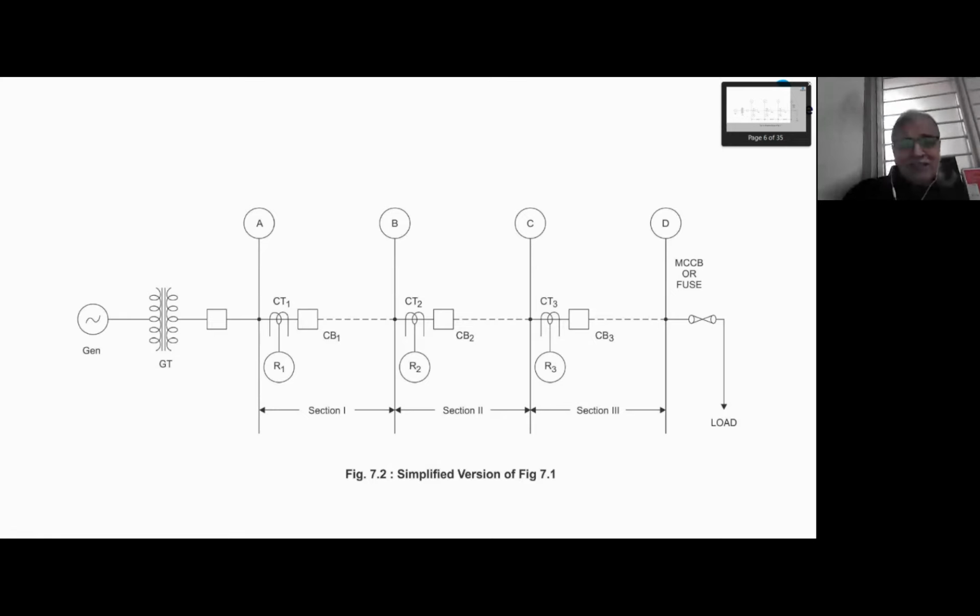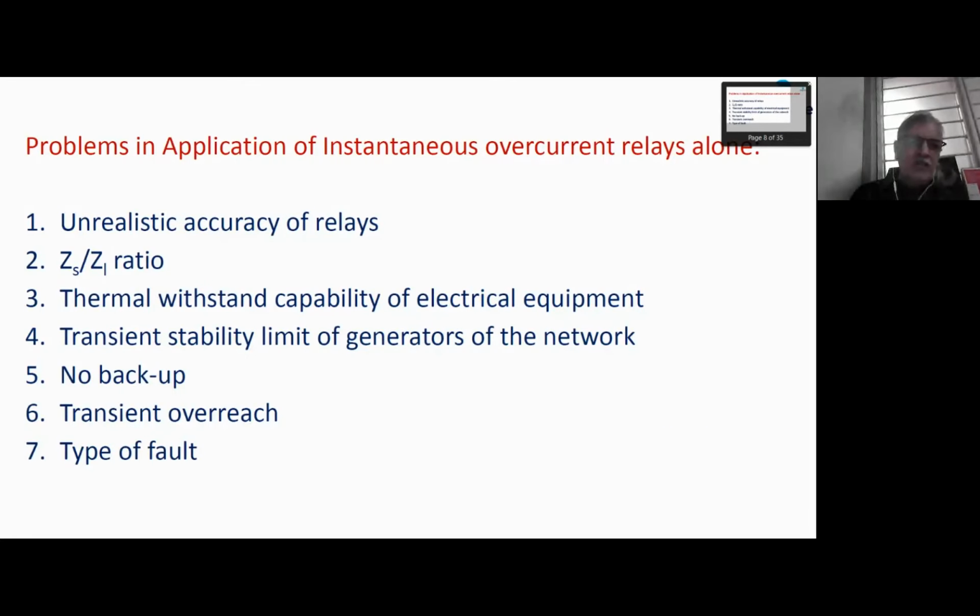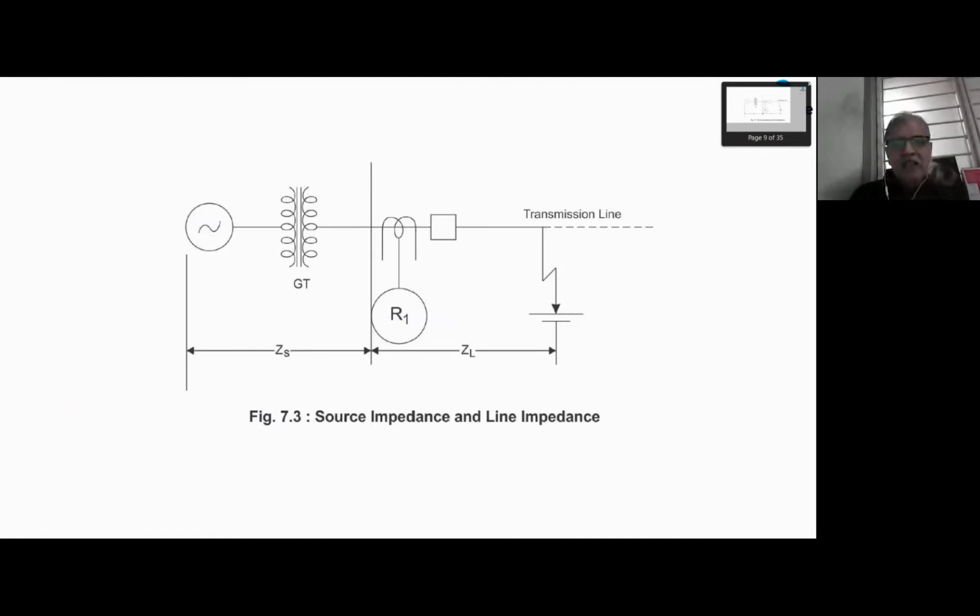If instead of 100 kilometer plus 10%, it is minus 10%, then it would protect only up to 90 kilometer, and then the remnant 10 kilometer is blind. No one is protecting the remnant 10 kilometer. Unrealistic accuracy. ZS by ZL ratio, this is another problem. So for this, let us define ZS. Impedance from source up to relaying point is ZS, and from relaying point up to fault is ZL.